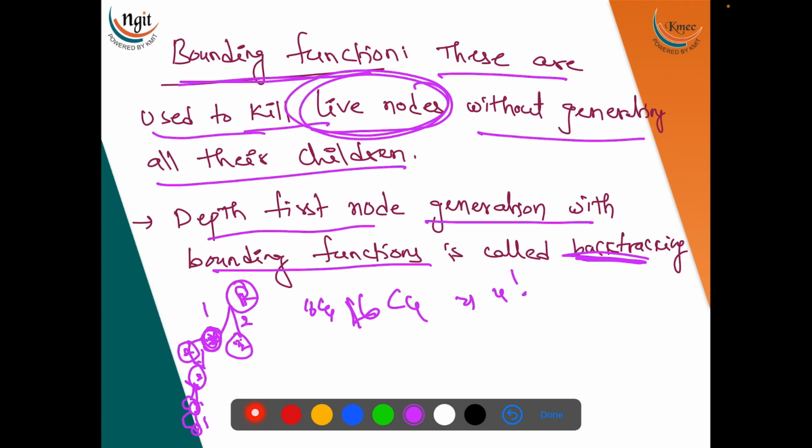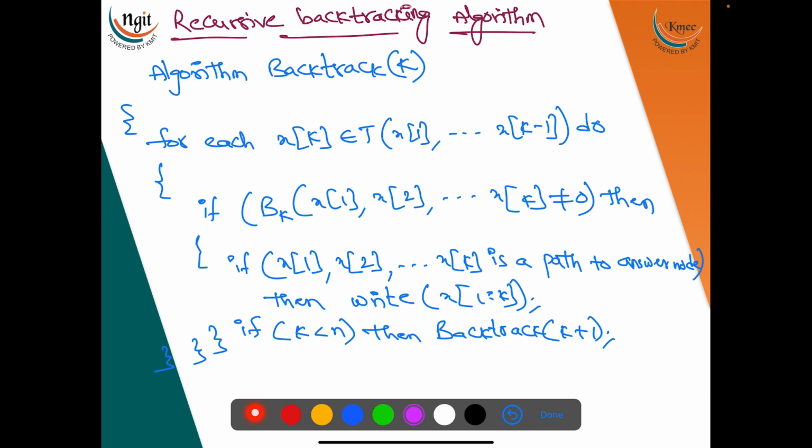We have another approach, branch and bound. That also uses a state space tree and a bounding function, but it will use breadth first instead of depth first. So applying the bounding function is the same in backtracking and branch and bound, killing the nodes is also the same, and drawing the state space tree is also the same. What is the difference? Backtracking uses depth first search, and branch and bound uses breadth first. That is the difference.